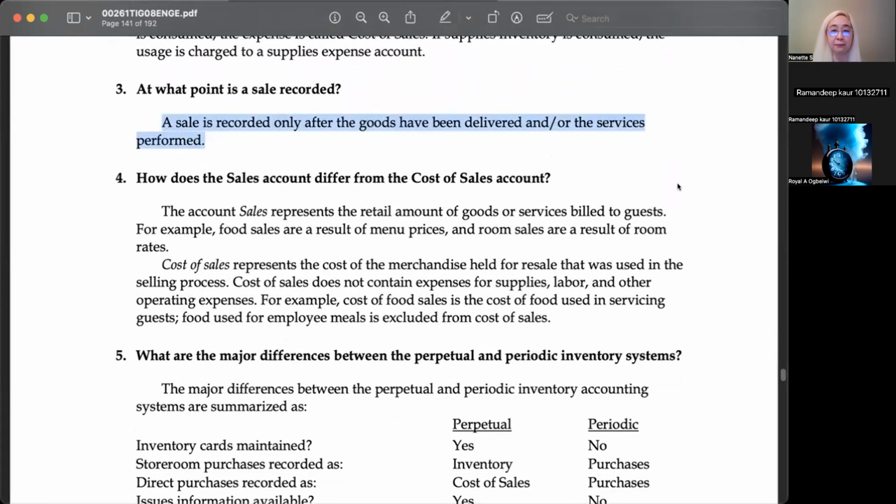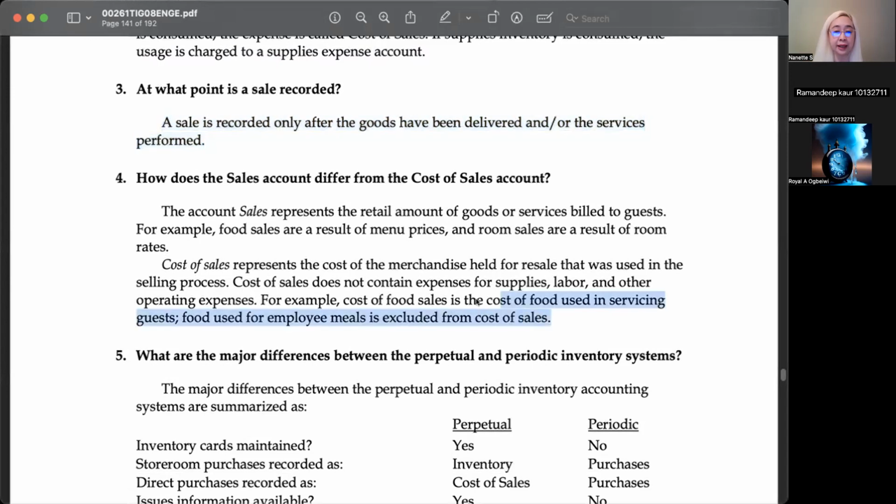Royal, can you read this part, please? When do we record a sale? A sale is recorded only after the goods have been delivered and all the services performed. Okay, so for example, if you go to a restaurant and you order food, after you consume the food or the beverage, then you pay for your meal. So that is when a sale is recorded. So after you have delivered or performed the service, then you're going to record that sale for the goods or the services that you have delivered.